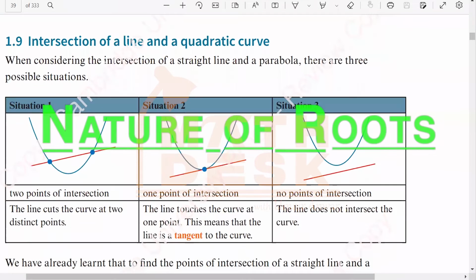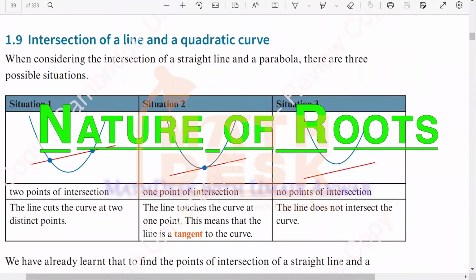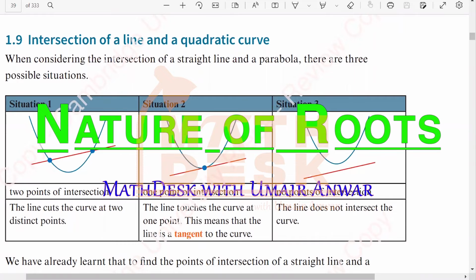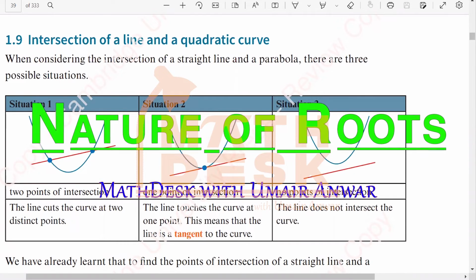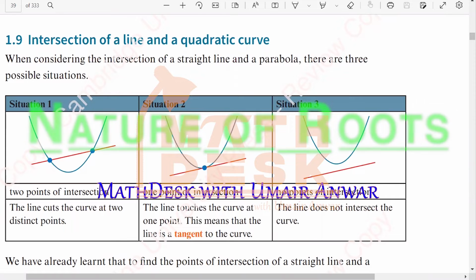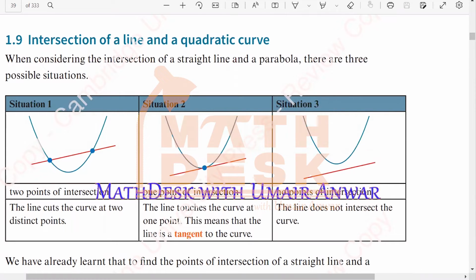In today's session, we will be discussing the intersection of a line and a quadratic curve. Since we are talking about a quadratic curve or function or equation, it means that the curve would be a parabola, and the intersection of the line with this parabola could be of three types.